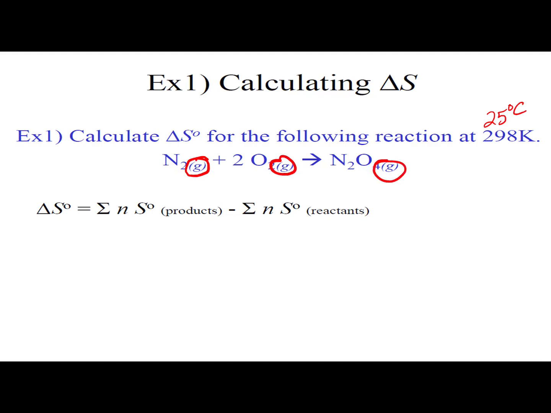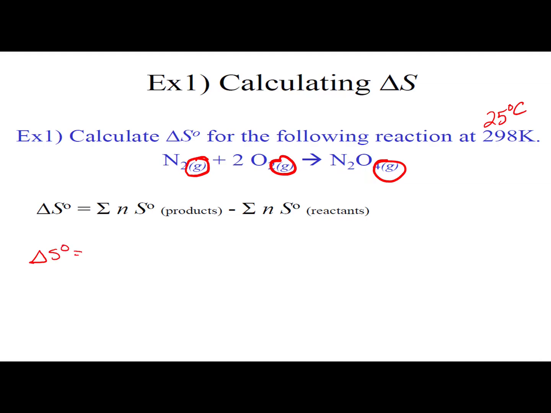Everybody's in the same phase. We're gases, and we have 3 particles of a gas going to 1 particle of a gas. So what do you predict will happen to the delta S of this reaction? Think about that. Remember, if it's becoming more disorganized, we'll have a positive delta S. If it's becoming more organized, we'll have a negative delta S.